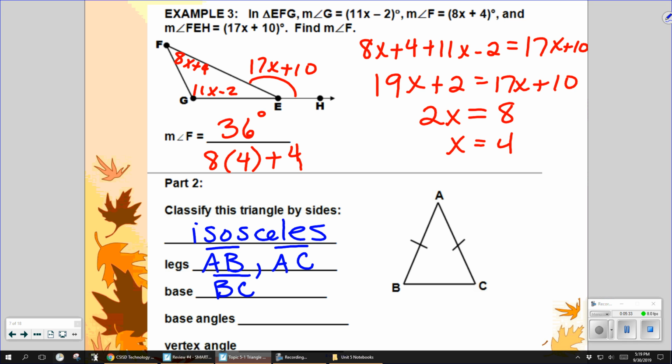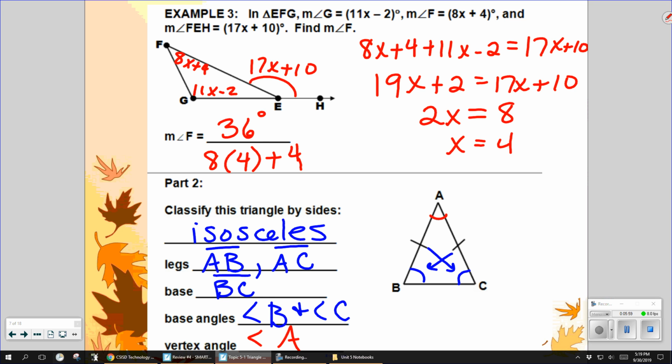So segment BC is our base. The base angles are the angles across from the two legs. So angle B and angle C would be our base angles. And the vertex angle is the third angle, the angle that is in between or formed by the two congruent sides. So our vertex angle is angle A.